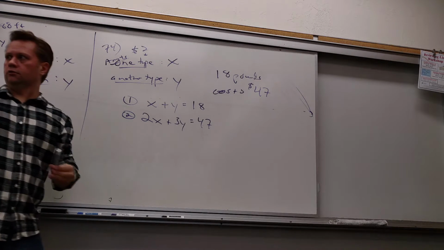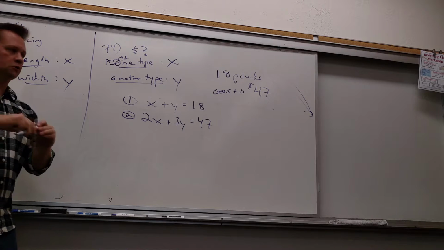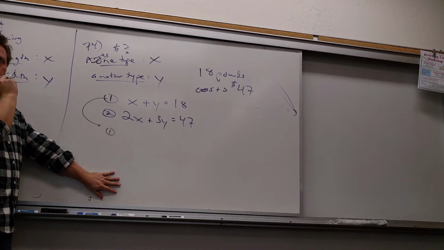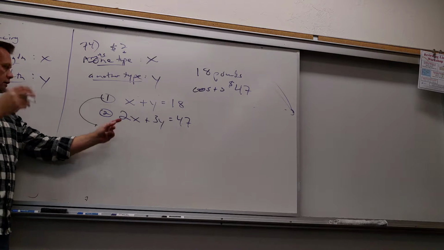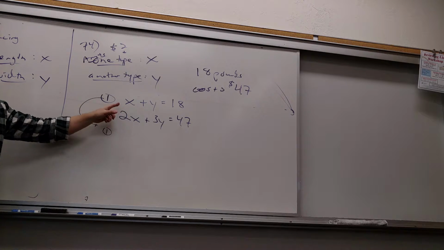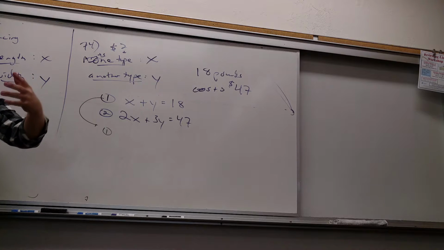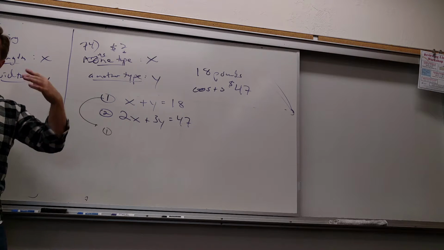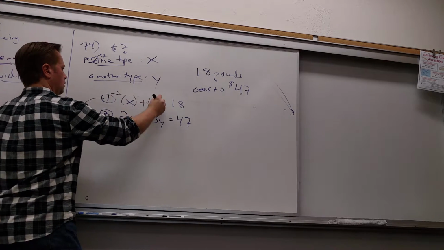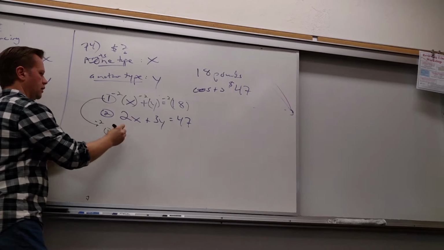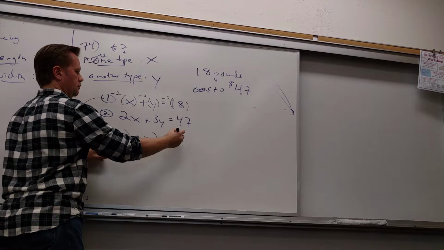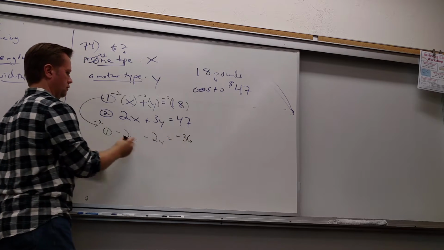So if you did elimination, what would we do? I can multiply the first one by what? What do you want to kill? X. So if I want to kill the x's, I multiply the first one by negative 2 so that they'll end up opposite signs. They're already both positive, so I multiply one of them by negative. If I multiply everything by negative 2, I get negative 2x minus 2y equals negative 36.